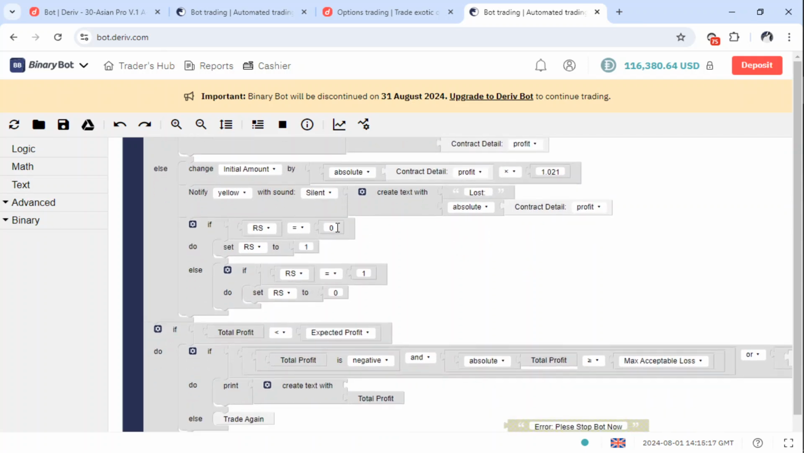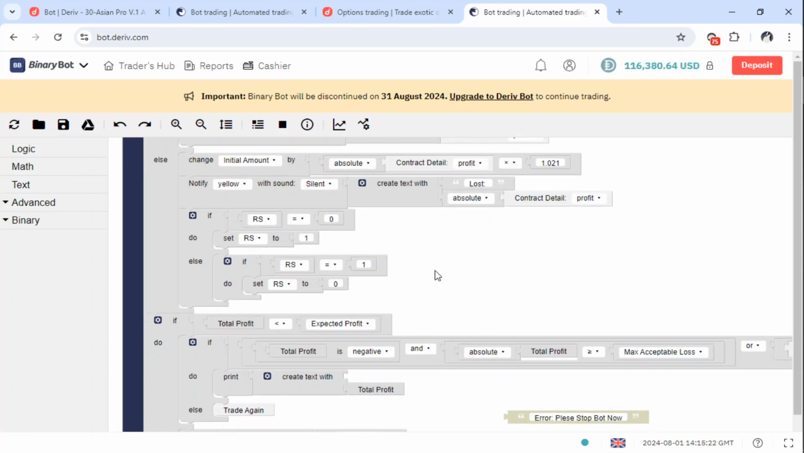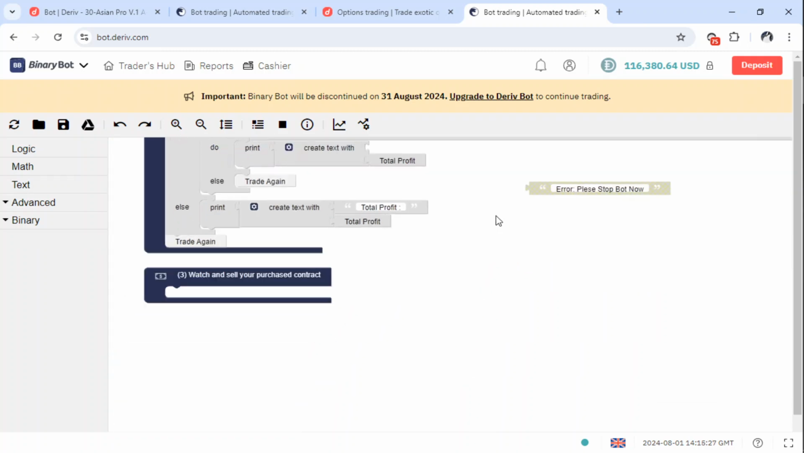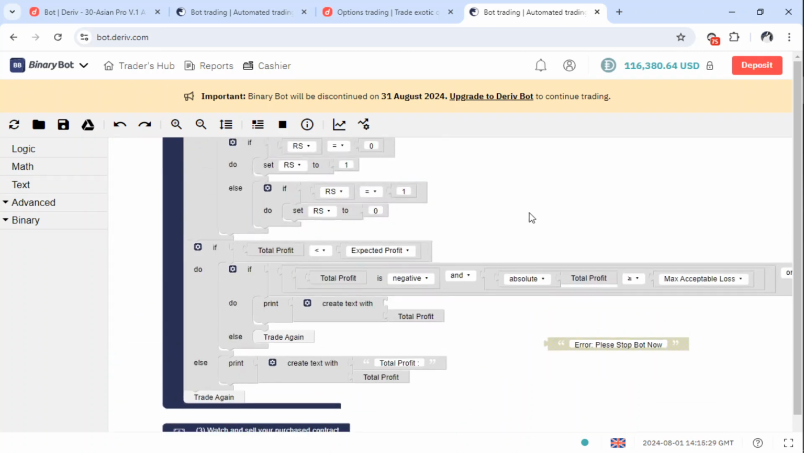It is checking on the last digit, if it is 2, before executing the trade, to see how the market is moving, something like that. Other than that, nothing serious here.